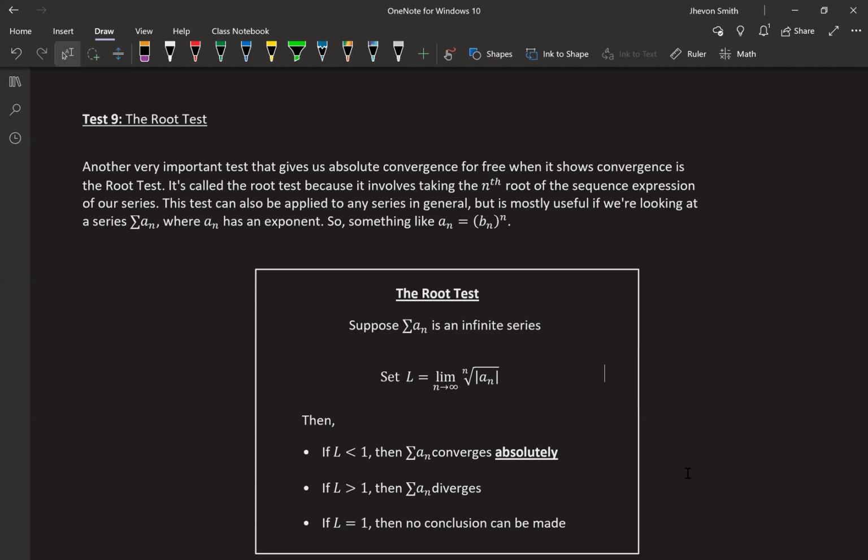And if it's equal to 1, you can make no conclusions. Now, of course, the first thing that should jump out at you here is that this guy's very similar to the ratio test. The difference is just the limit that we're finding. But other than that, it's very similar.